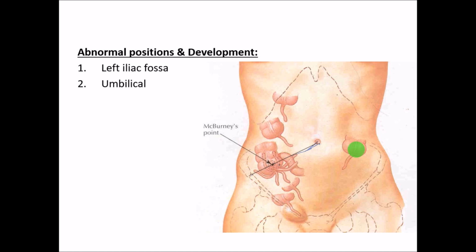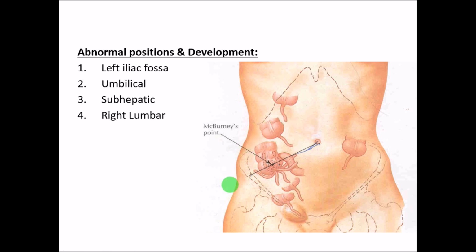The second is near the umbilicus. The third is that it can be below the liver, just below the liver. That is called the subhepatic type.